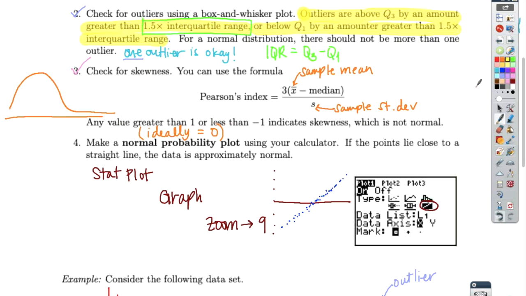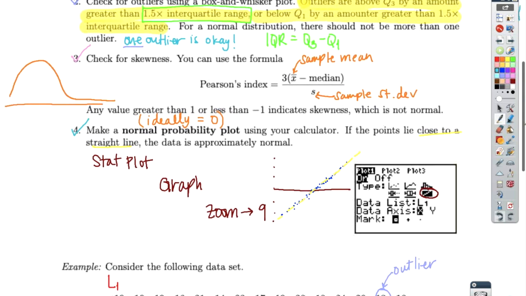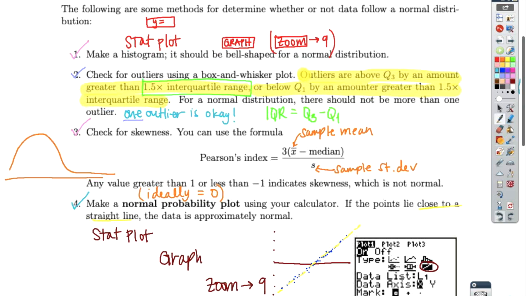And what's really important here, the thing that we're checking for, is that all of these points generally lie along a line. Now I know there's multiple points, like I said, there's these little clusters, so it's not perfectly linear, but if they lie close to a straight line, then the data is approximately normal. And when I look at my normal probability plot, they certainly do. So I would say that this data passes test number 4.